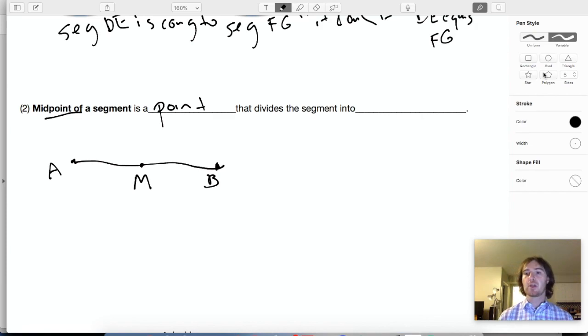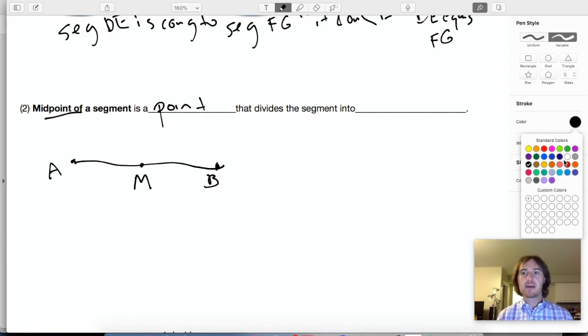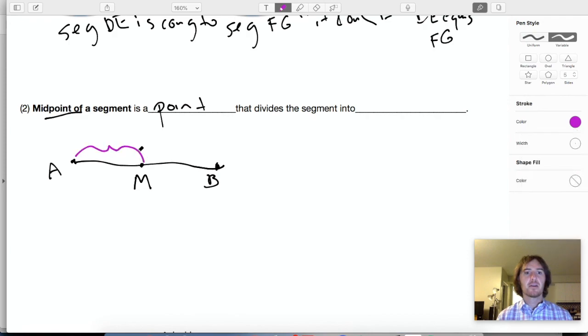Oftentimes in the book, you will see M be the midpoint, because M is the first letter of midpoint. So it's going to be the midpoint of segment AB. It's the point that divides the segment into what? It's the midpoint if, say, this is 3 units and this is 3 units. That would be the midpoint because it would be halfway in between. The midpoint of a segment is a point that divides the segment into 2 congruent segments.